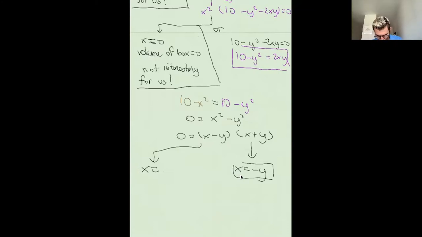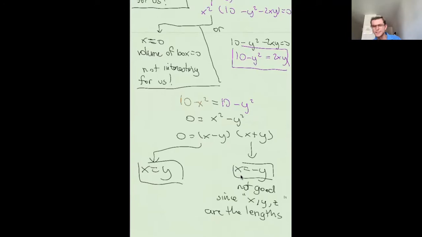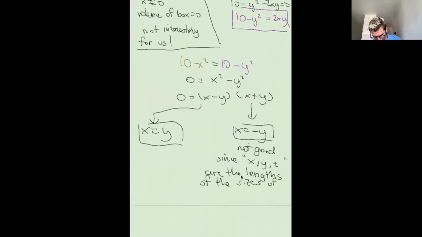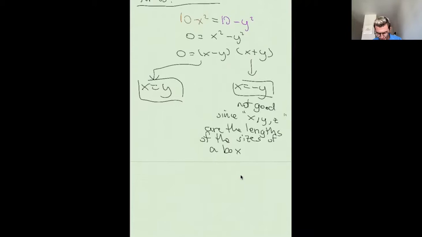So this one is not good since all sides should be positive quantities. They are the lengths of the sides of a box, right? So we have that x equals y, right? So now we know, thankfully, that x equals y.